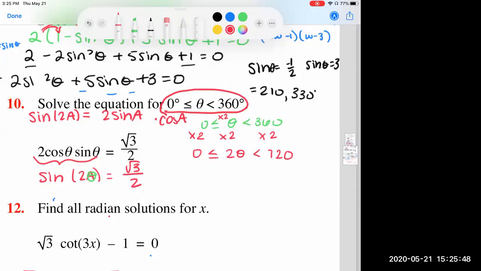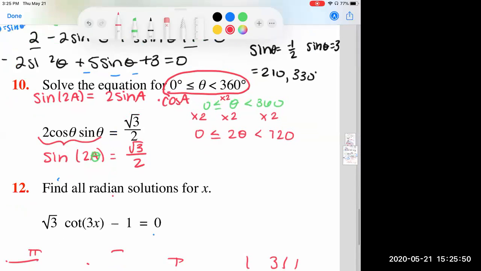All right, almost done. We can replace that 2 theta with arg, or you can just keep it as 2 theta. So sine of arg is equal to square root of 3 over 2. When is sine positive square root of 3 over 2? So you take a look at the unit circle, and you see that sine is positive square root of 3 over 2 at 60 degrees.